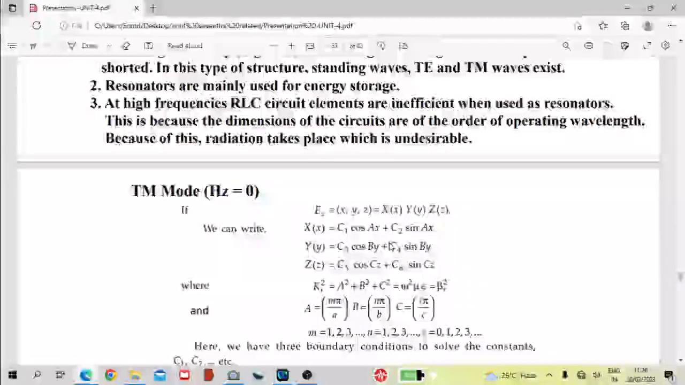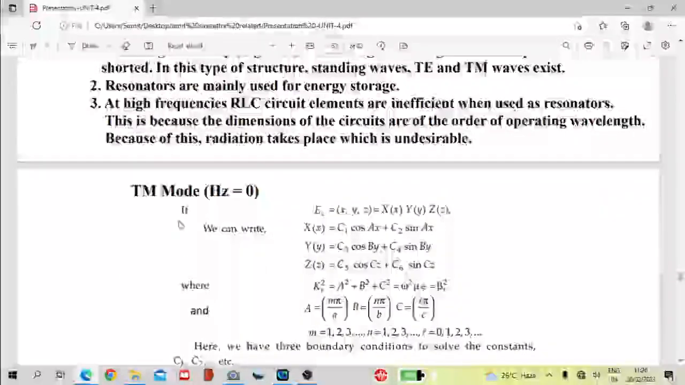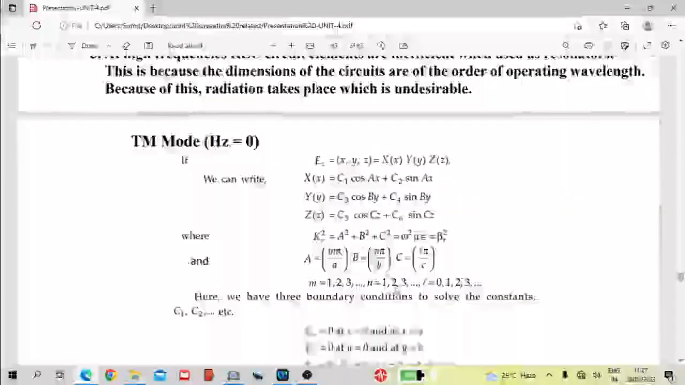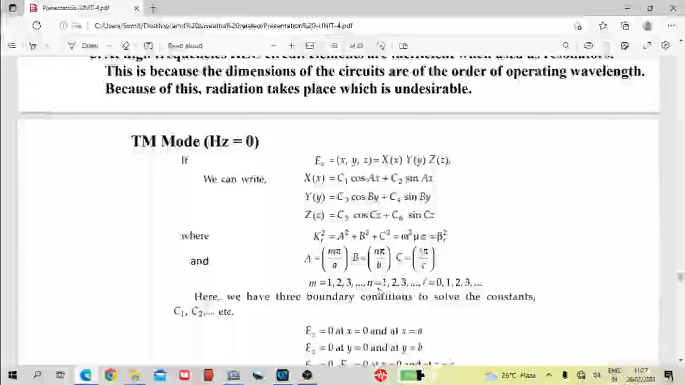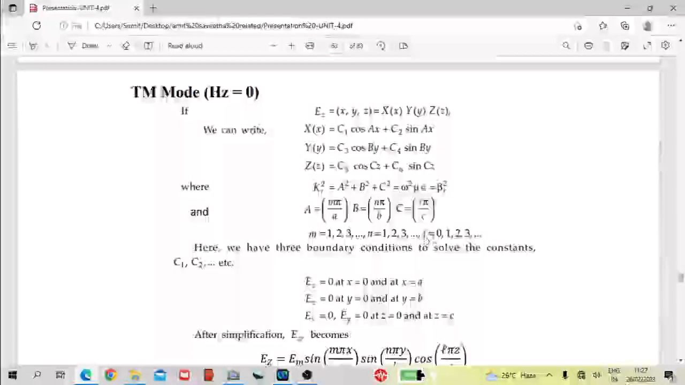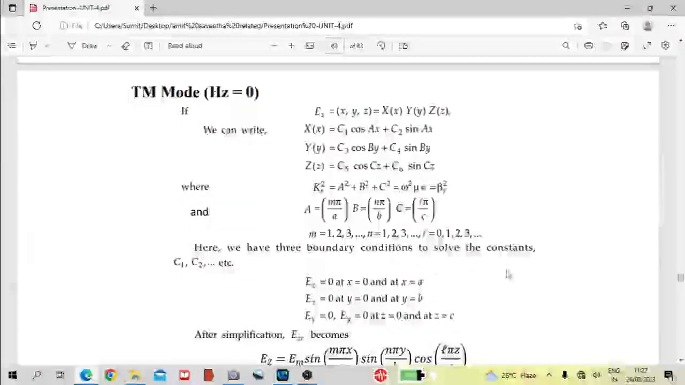Now kr square, one quantity, can be defined by relating A, B, and C, with A square, C square, and this equation can be defined where Br is for resonator. What is the propagation constant? Br square, where A, B, and C again follow the same line of logic as the waveguide. Then M and L; one L factor is also coming, which is 0, 1, 2, 3, and so on. Here we have three boundary conditions to solve.